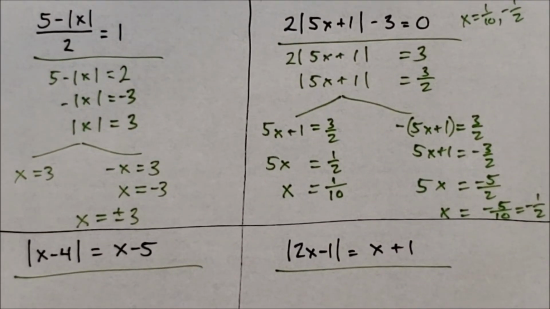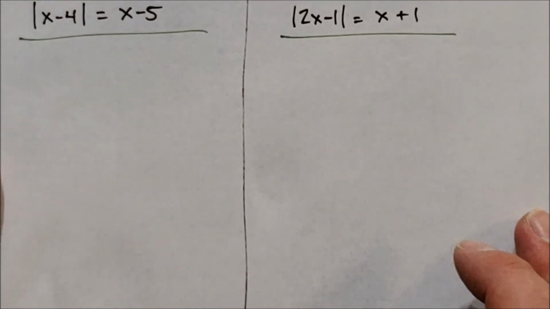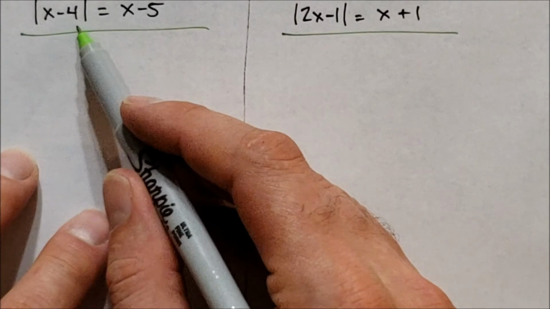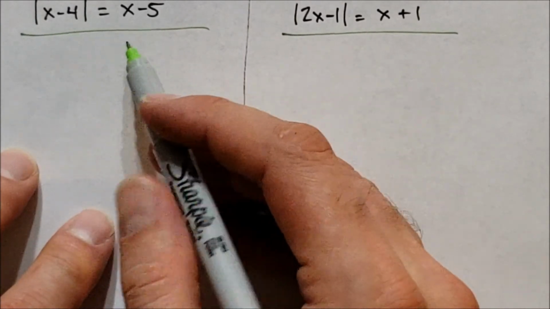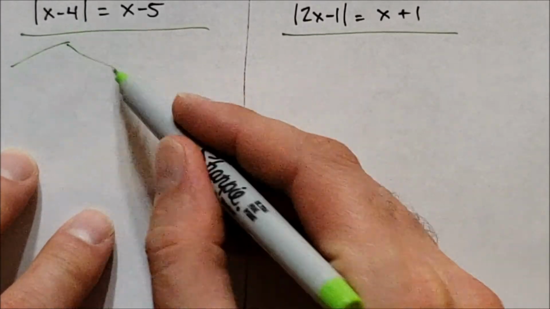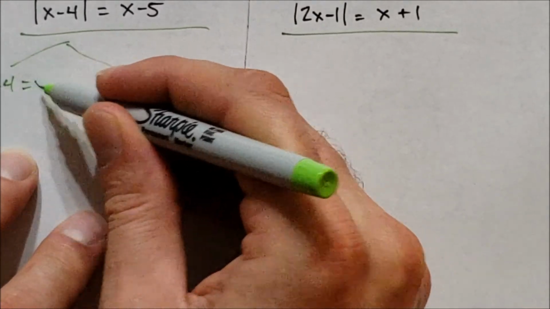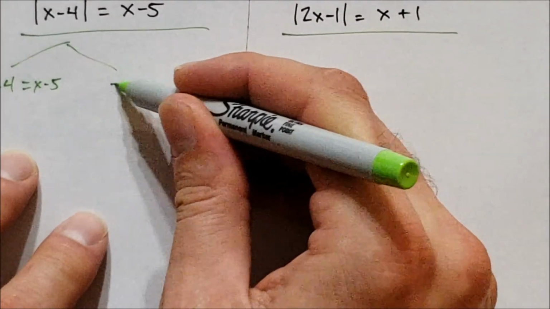Okay, let's look at the examples on the bottom. The absolute value of x minus 4 equals x minus 5. The absolute value bars are already isolated, so we're going to take both cases: the positive case and the negative case.